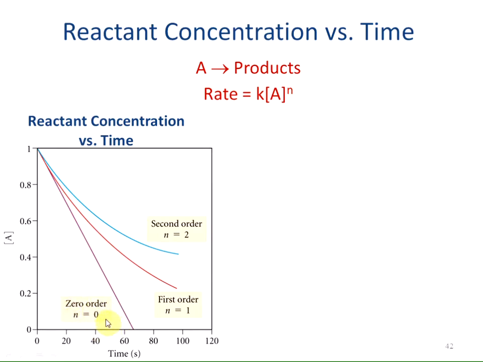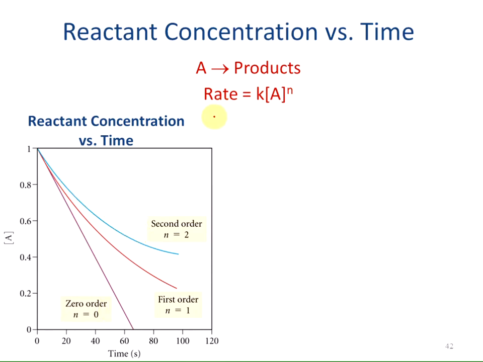But notice if the reaction is first order with respect to A, then we get a bit of a curve to this line. And if it's second order, the graph is even more curved. So as the concentration goes down over time, it gets a bit more of a curved shape to it.